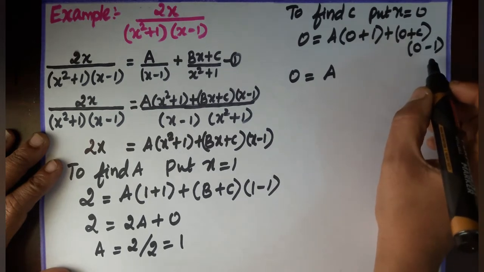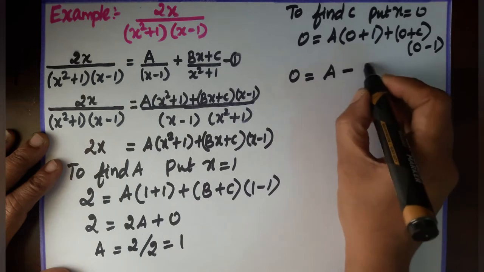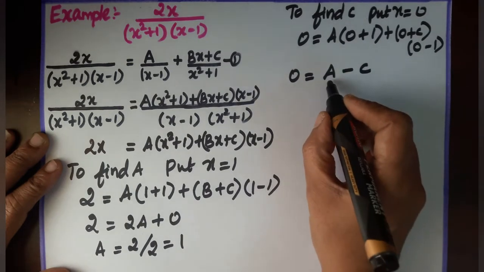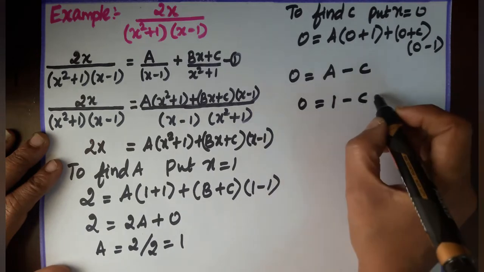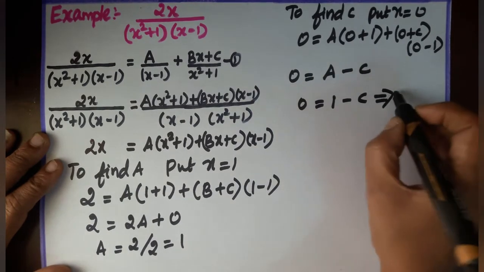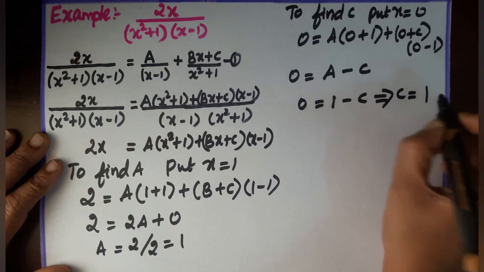0 minus 1 is minus 1. c into minus 1 is minus c. We know the value of a. The value of a is 1. 1 minus c, which gives c equal to 1.